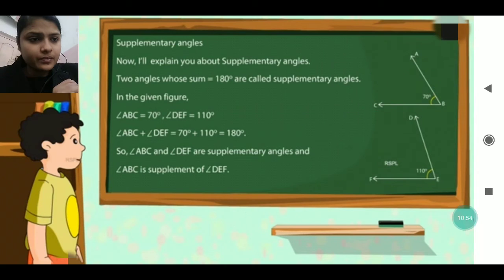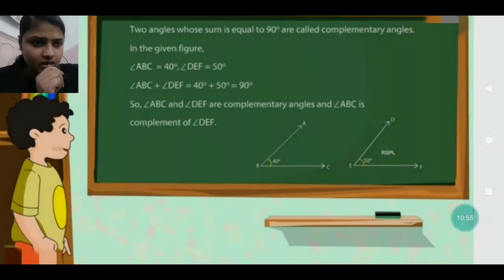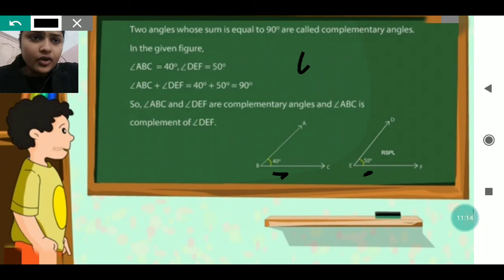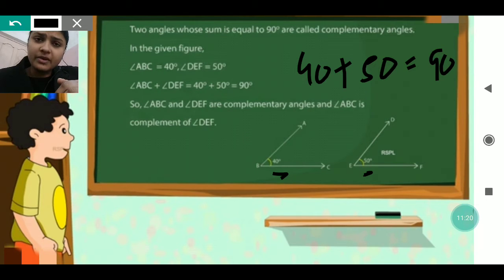Next, one more. Now my dear, complementary angles. Complementary angles are those angles where, if we are measuring two angles and we get exactly 90 degrees after doing the measurement, then it is called complementary angles. You can see this is a 40 degree angle, this is 50 degree. So 40 degrees plus 50 degrees, I am obviously getting 90 degrees.